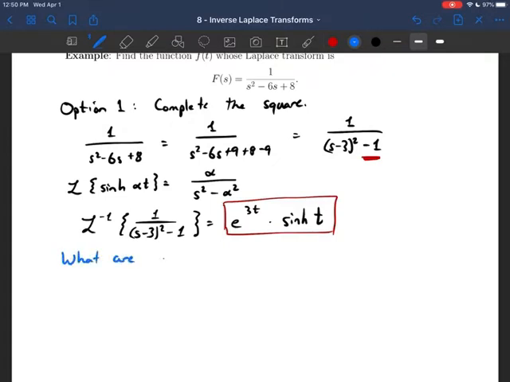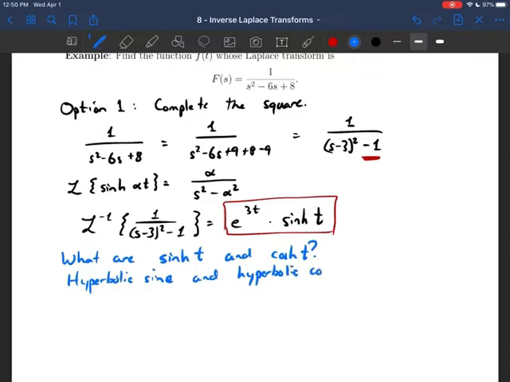So just a quick review. What are these things that we pronounce as sinh t and cosh t? They are what are called the hyperbolic sine and hyperbolic cosine.